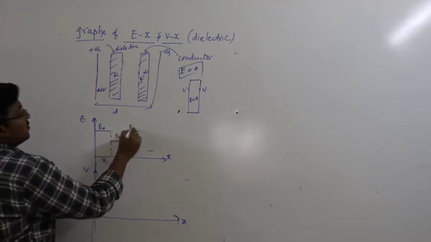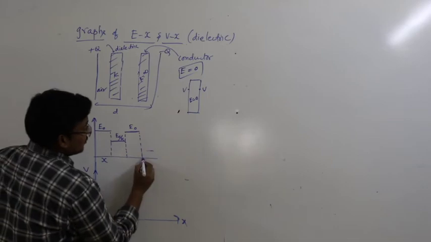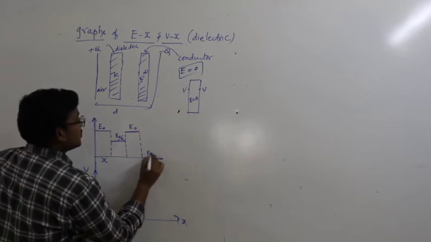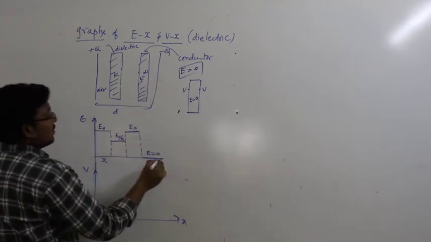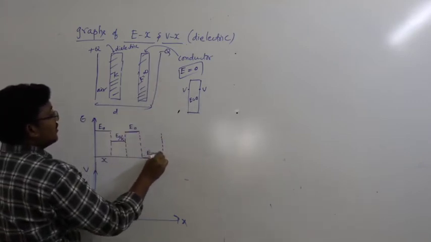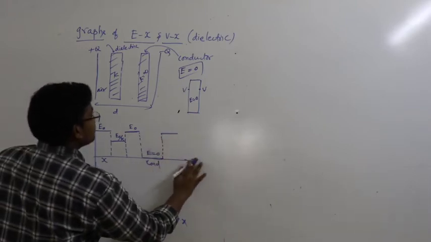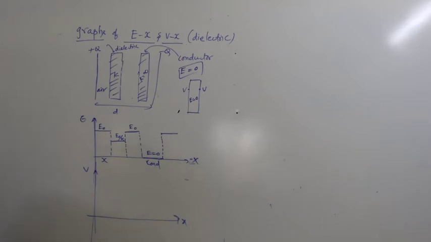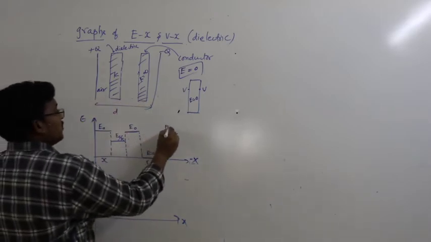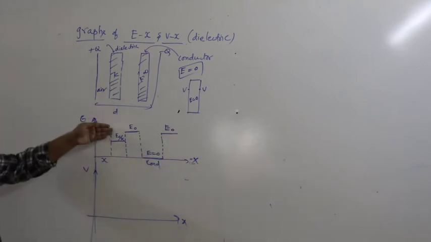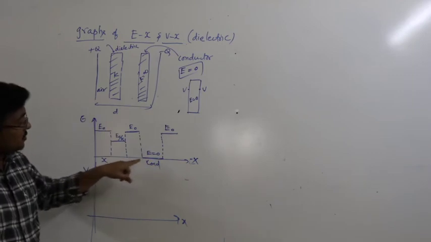So this is E naught, and after this we have a conductor. Inside the conductor the electric field is 0, because it is a conductor. And after that again we have air. So this is the graph for electric field versus distance. See, in the air cases the electric field is maximum, E naught, whereas in the dielectric case the electric field is decreased by k times, and in the conductor the electric field is 0.